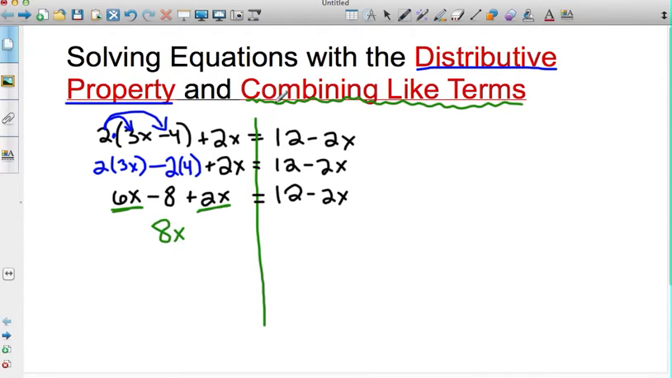Okay, so what we just did right there, that was combining like terms. And I did it on the left side. It could also be on the right. Everything I'm doing so far is on the left side, and that's okay.